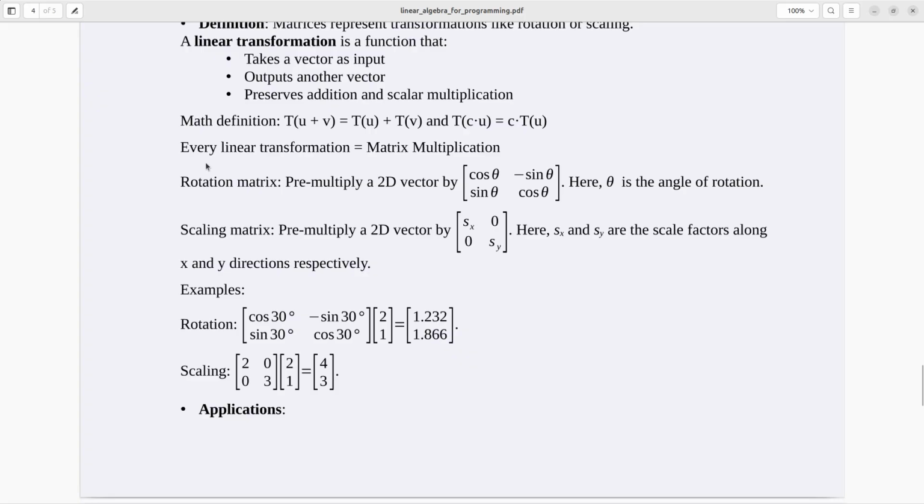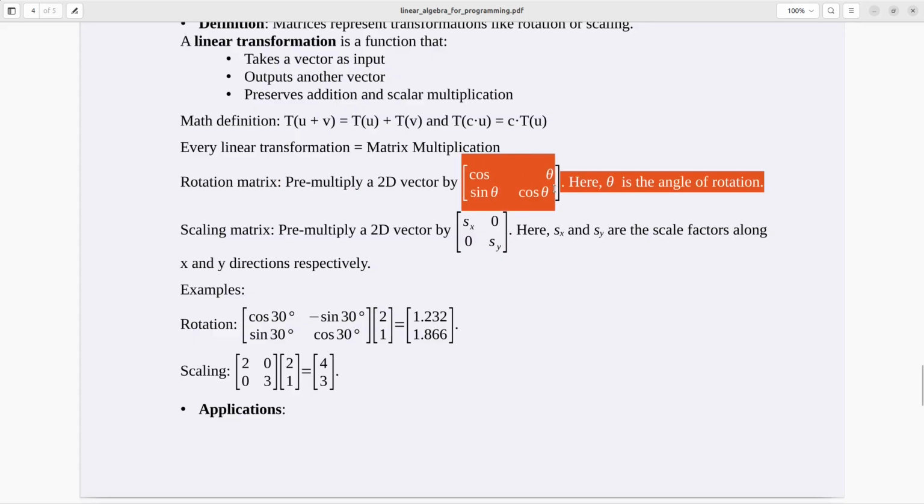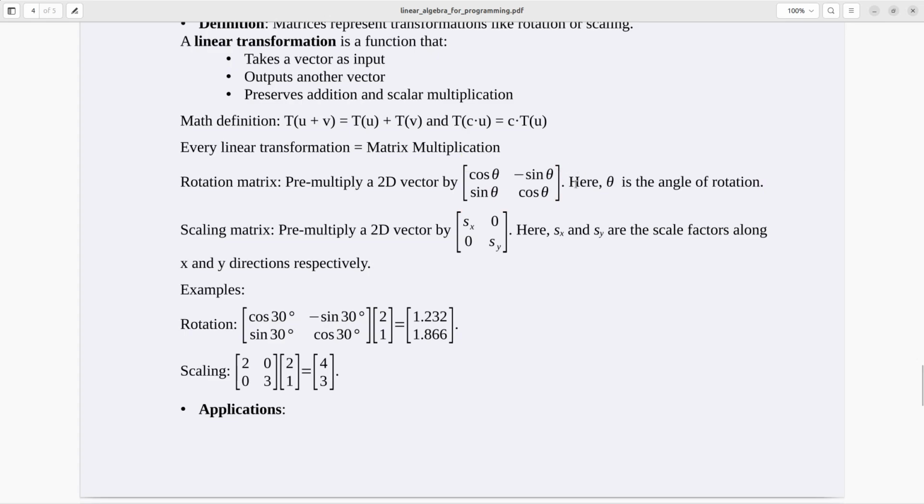And for every linear transformation, we just do matrix multiplication. So when we see the words linear transformation, we are just doing matrix multiplication. So how can we do the multiplication? Let us see here. If we want to do rotation, we can multiply the 2D vector by this matrix. The word pre-multiply means that this matrix comes first, followed by the vector to be handled.